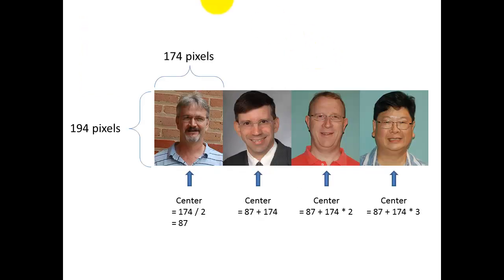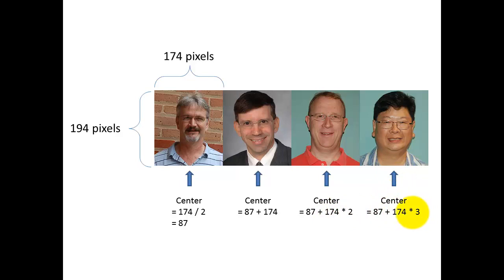Okay, in our original image here, each of these pictures is 174 pixels by 194 pixels. Therefore the center along here is going to be the same for all of them, but the center this way for the first one is 174 divided by 2, which is 87. And then the center of this one will be that 87 plus 174, because that's how far apart they are, because each one is 174 pixels. So the third one is 87 plus 174 times 2, and then the fourth one is 87 plus 174 times 3.